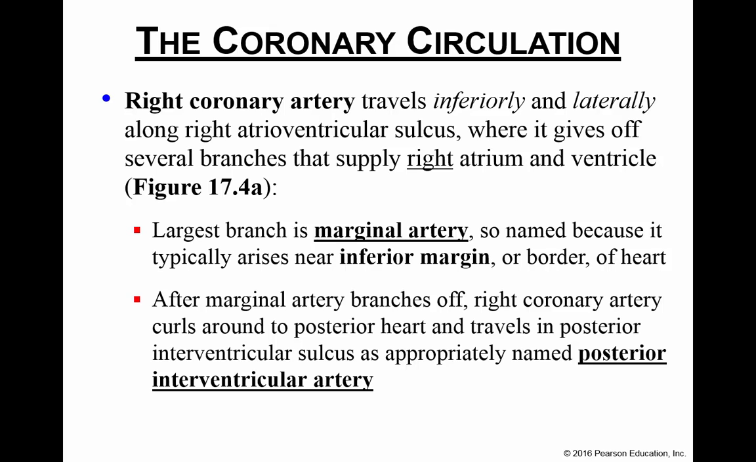Now the right coronary artery is going to travel down and around the side along the right atrioventricular sulcus. And then it's going to have several branches to supply the right atrium and the ventricle. The largest branch is the marginal artery. And after it branches, the right coronary artery curls around to the posterior heart, and it travels through the posterior interventricular sulcus between the two ventricles, and so we call it the posterior interventricular artery.